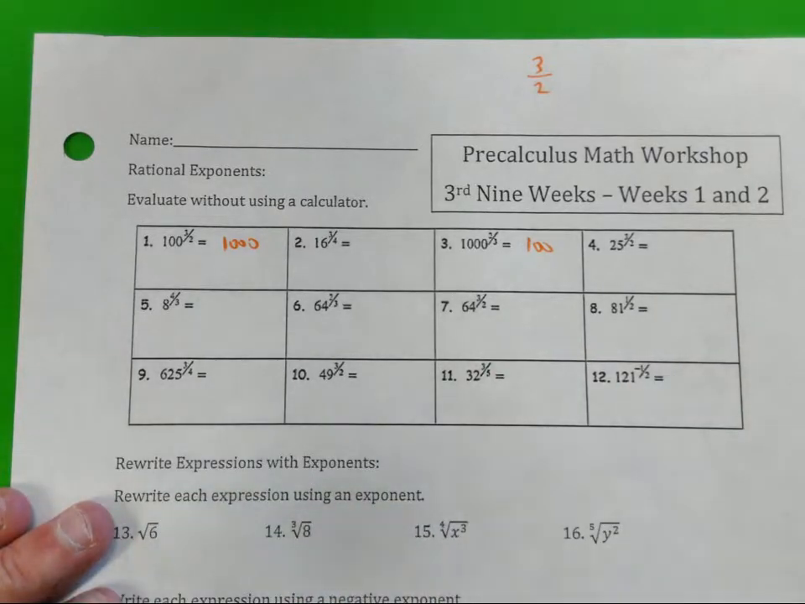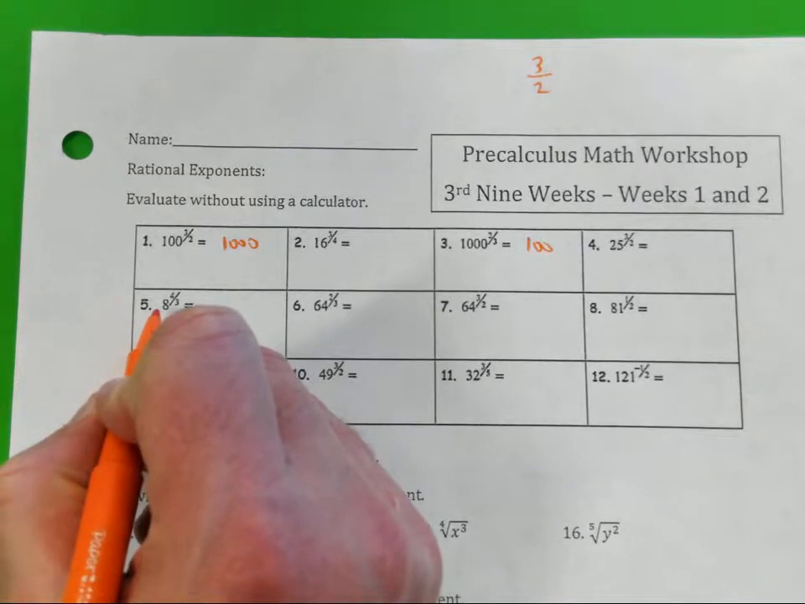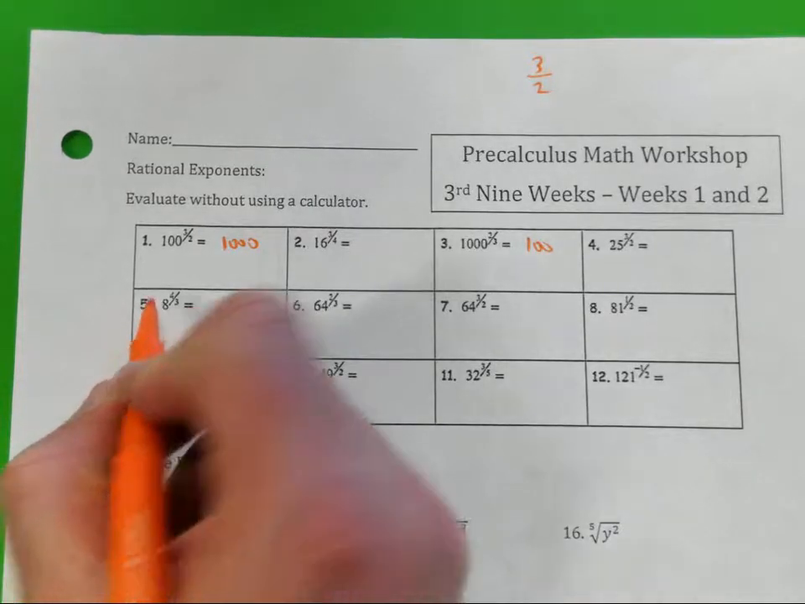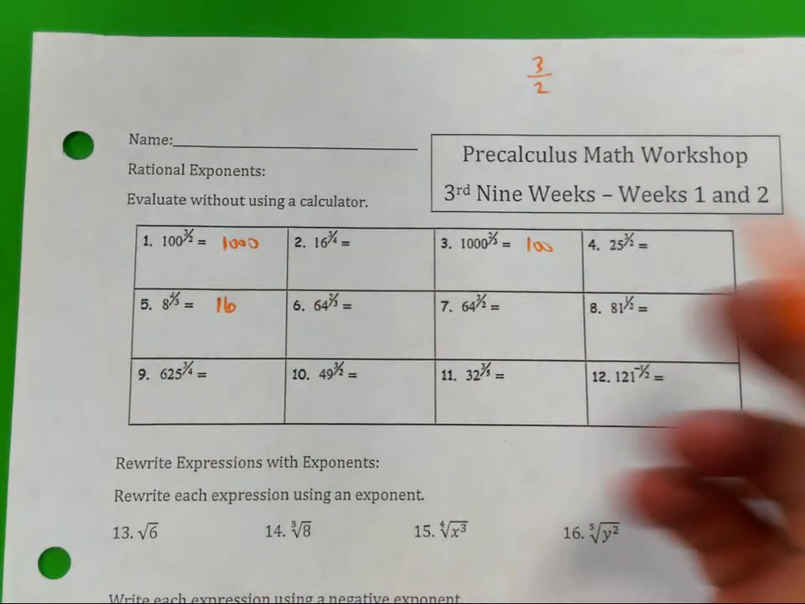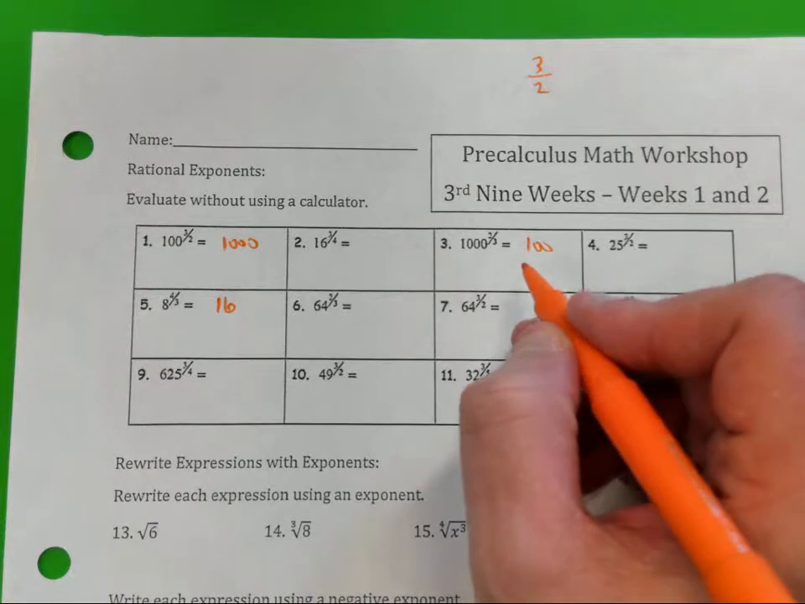All right, number 5. We're just doing odd ones here. What's the cube root of 8? 2. 2 to the 4th is 16. What's the square root of 64? 8. 8 cubed is 512.